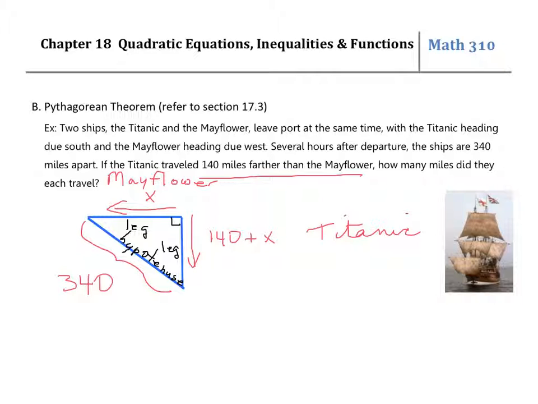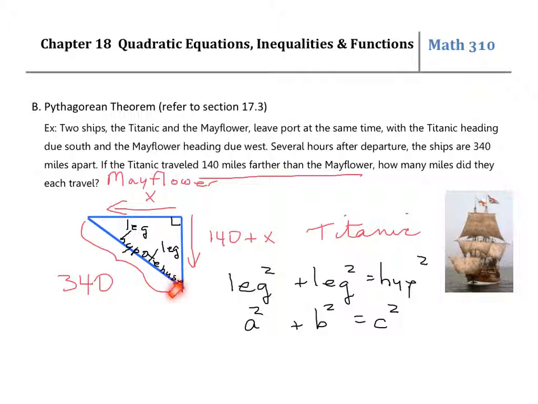And we know from our Pythagorean theorem that the leg squared plus the other leg squared equals the hypotenuse squared. You probably learned it, a squared plus b squared equals c squared. It doesn't matter if this side is a or this side is a, but one is a and one is b, and then the hypotenuse is always c. So now that we have a formula to work with, we can solve this problem.